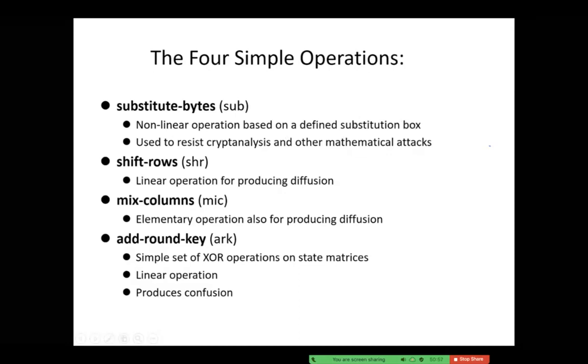Now, remember we said that these operations are on this Galois field 2 to the 8. So because this is a field, we can have inversion. So we can define an invertible substitution box. Okay. So this is used to resist cryptanalysis attacks and other mathematical attacks. Okay. And shift rows is simple, it's a linear operation.